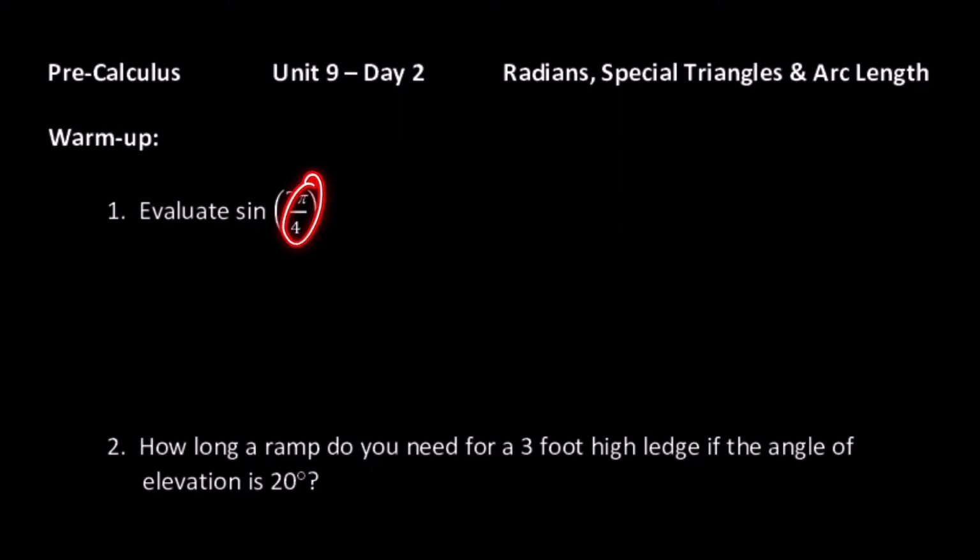First of all, you notice pi over 4, and you recognize that as 45 degrees. You think back to your special right triangle, 45, 45, 90, and you recognize sine of 45 is 1 over square root 2. Almost done. We have to take into consideration it's 7 pi over 4. So ASTC, 7 pi over 4 puts you in the fourth quadrant. That means cosine is positive. That's sine, which means my answer is negative.